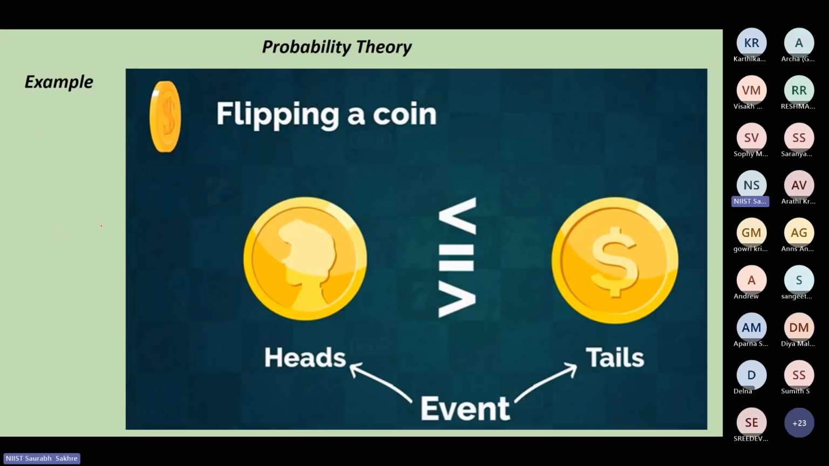Now the simple example that all textbooks give, and in class also we use, is the flipping of a coin. Suppose you are flipping a coin, either there will be heads or there will be tails. Both these things are our events. It's a simple example of an event. If I'm flipping a coin, either there may be heads or there may be tails. So these are events.